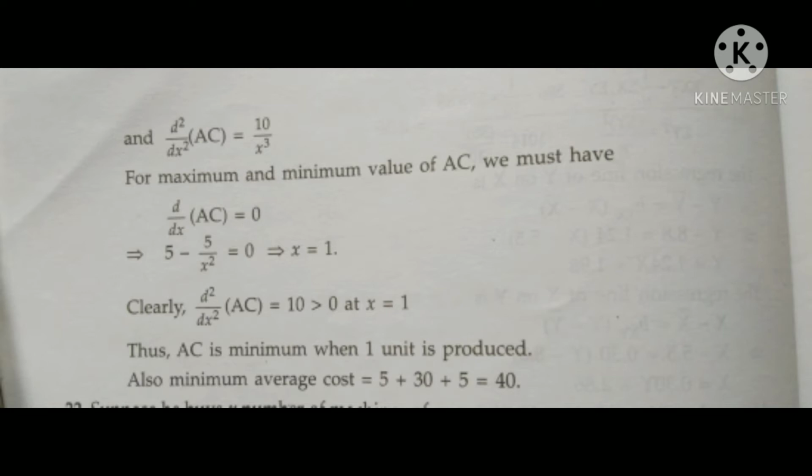Here you see that second order derivative of average cost is greater than 0 at x is equal to 1. So we say that average cost is minimum when x is equal to 1. Thus we find minimum average cost. Okay, so in this problem we apply the concept of maxima and minima.